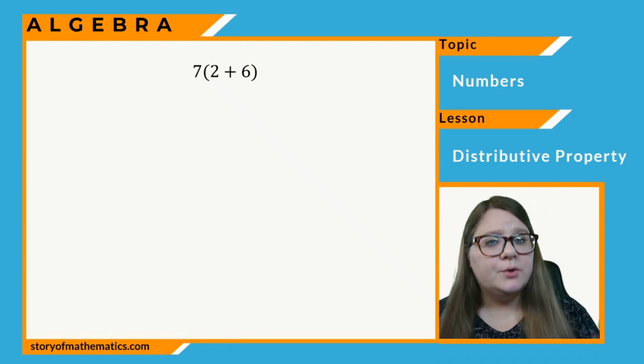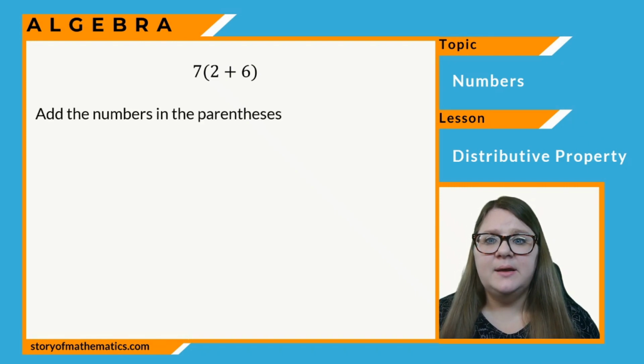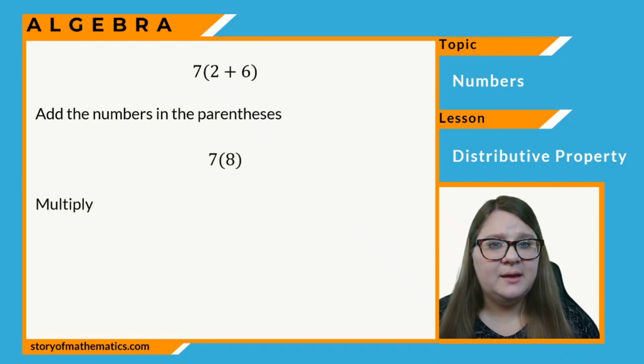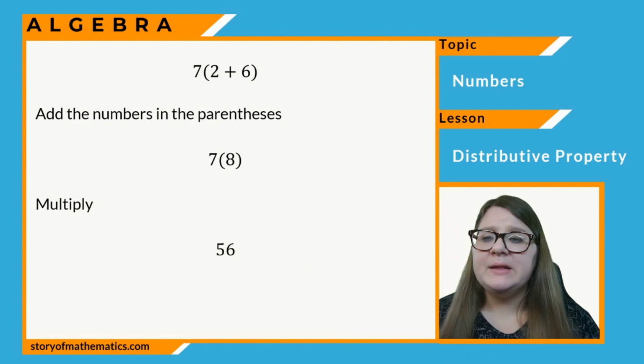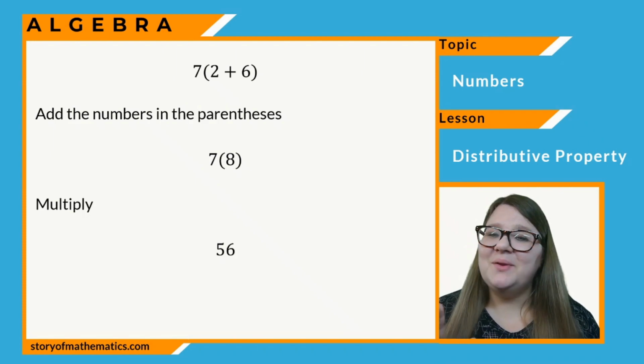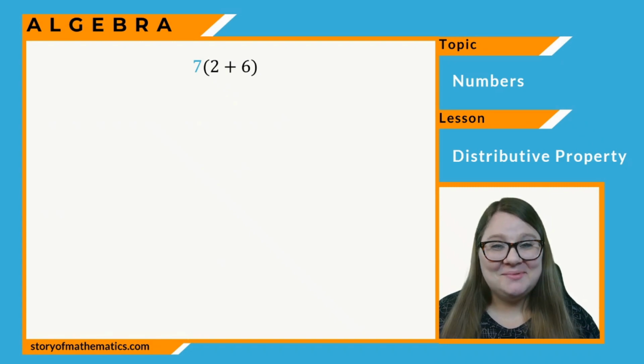Notice here that you could simplify with the parentheses by doing 2 plus 6. That would give you 8. Now that becomes 7 times 8, and we would multiply, which would be 56. So you can do it the traditional way, but you can also do it with distributive property.